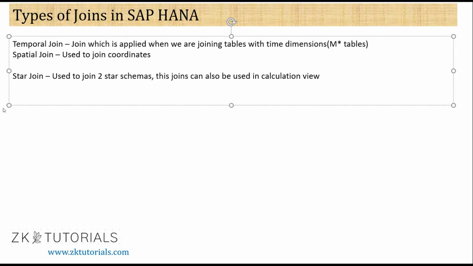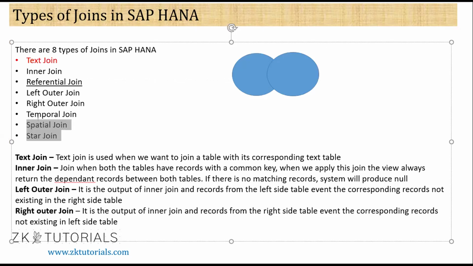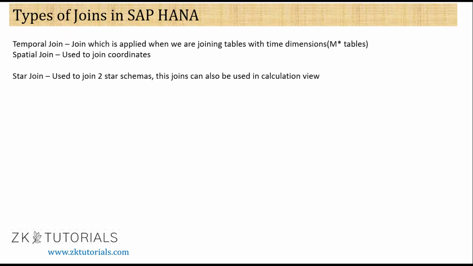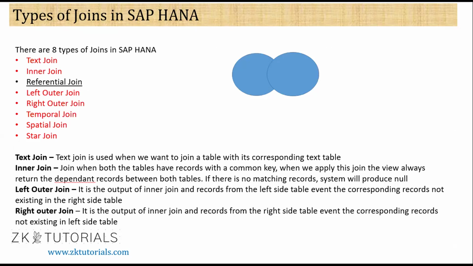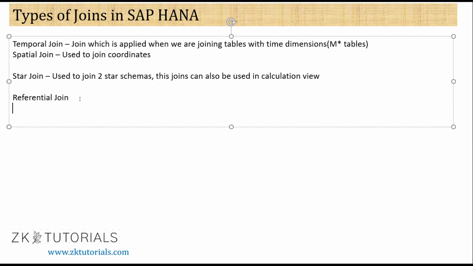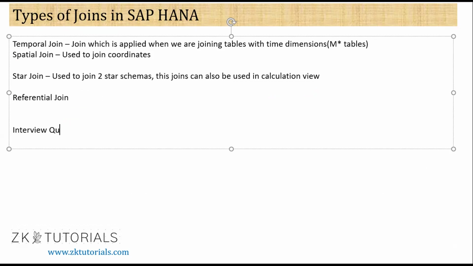So let's move on. What is covered now? I think everything is covered. What is left is only the referential join. Okay, referential join. What is it? This is very important. It is something like an inner join, but this is a very important question that someone will ask you as an interview question. What is this interview question?